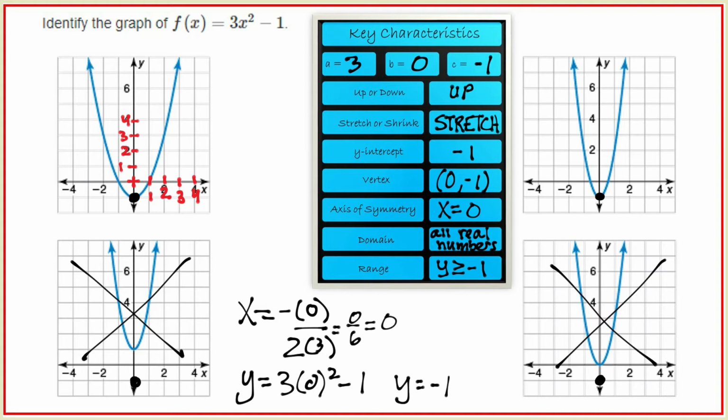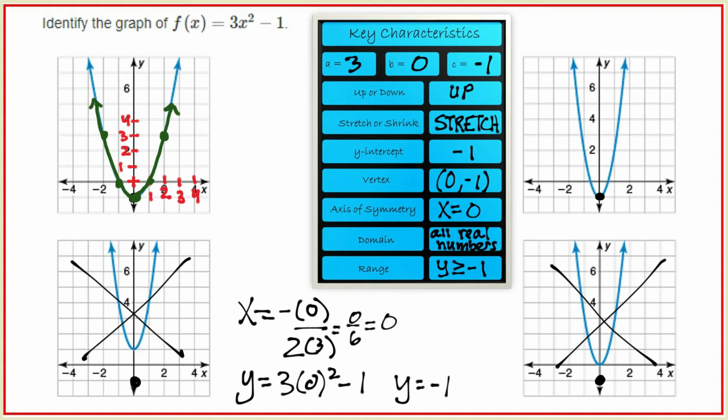So now what I'm going to do is put the parent function on both graphs. So the parent function, here's the vertex. I'm going to put the vertex in the same place as the vertex on the graph. Over 1 and up 1, over 2 and up 4, left 1 and up 1, left 2 and up 4. It looks like this first graph is the parent function. So that's definitely not the graph of f of x equals 3x squared minus 1. That's the graph of f of x equals x squared minus 1.